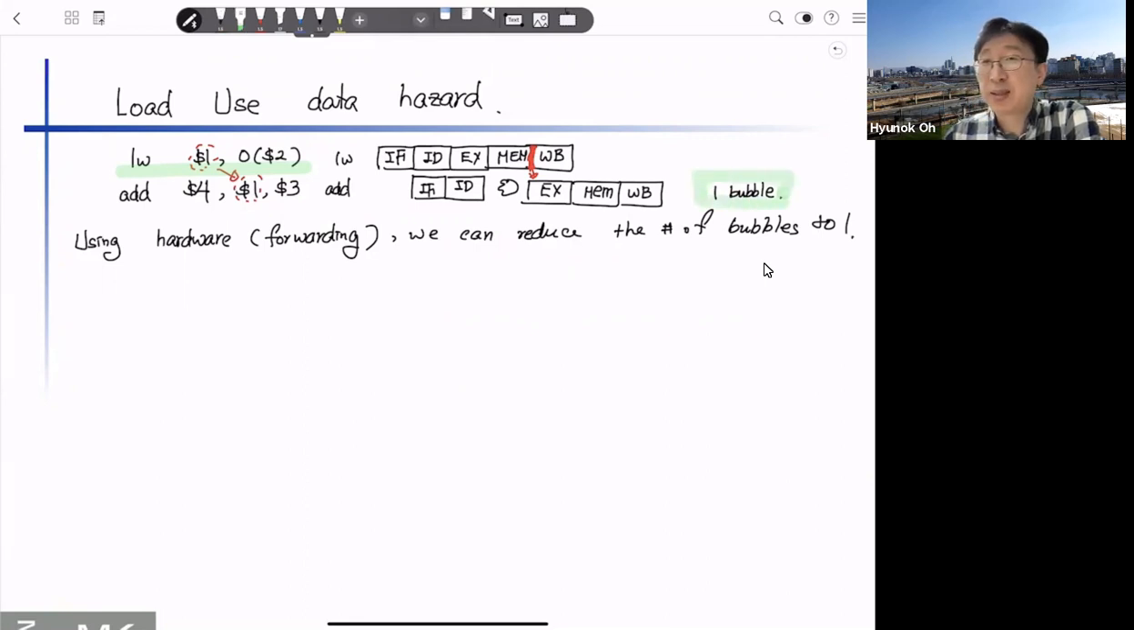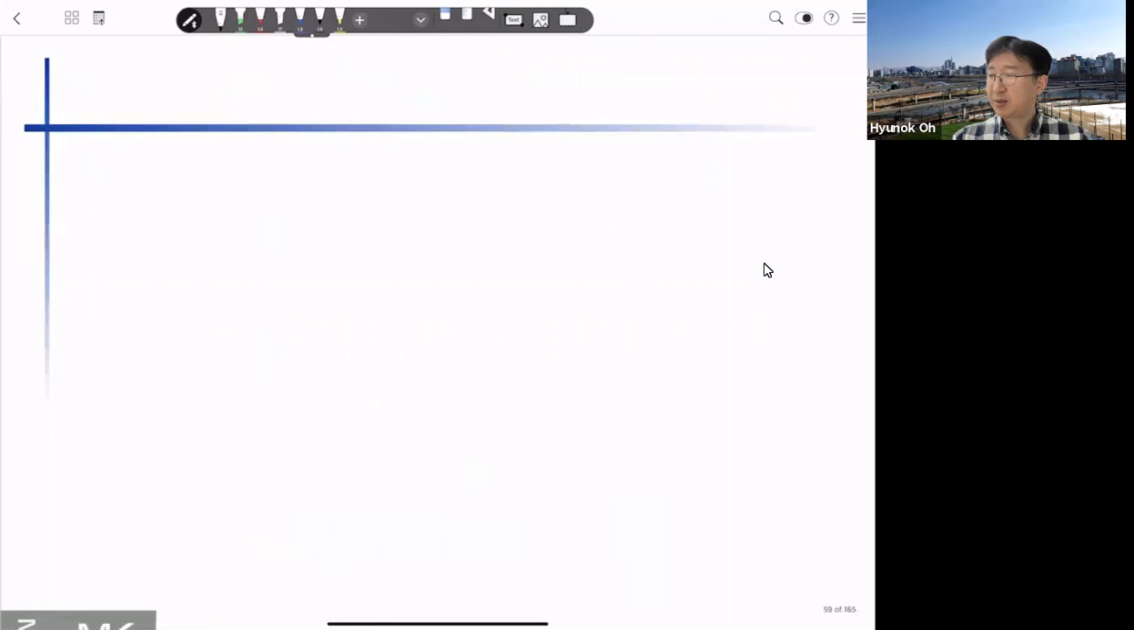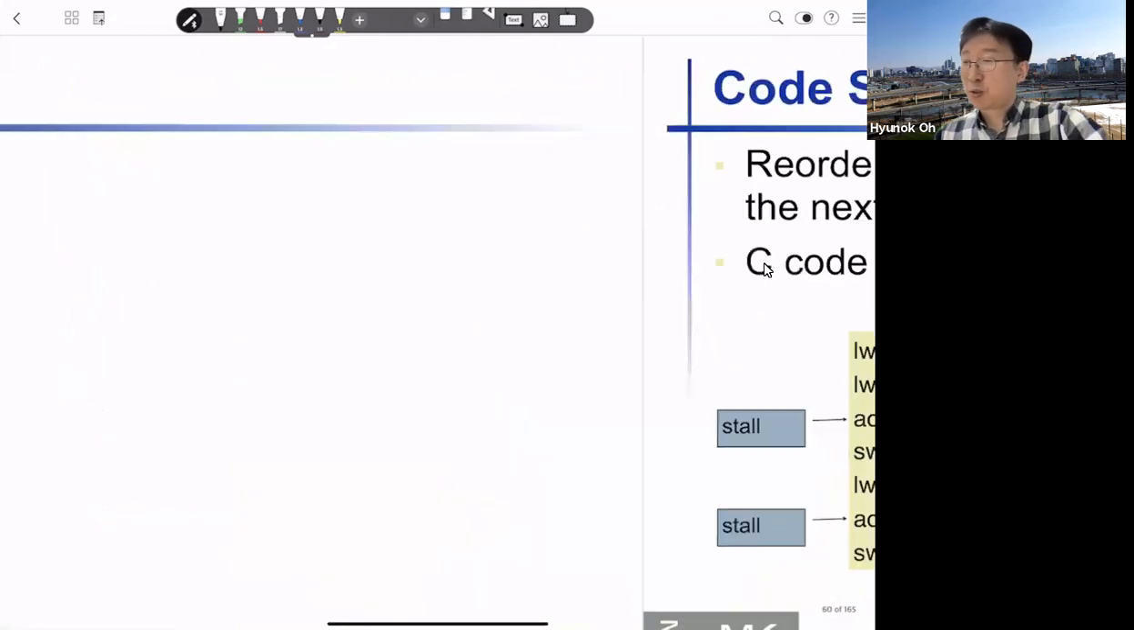As I mentioned, we cannot solve that bubble using hardware. So hardware-wise, we can't. Then there is another way. We have hardware and also we have software, so we have to use a software approach. This figure is showing the load-use data hazard part. So, the software approach.